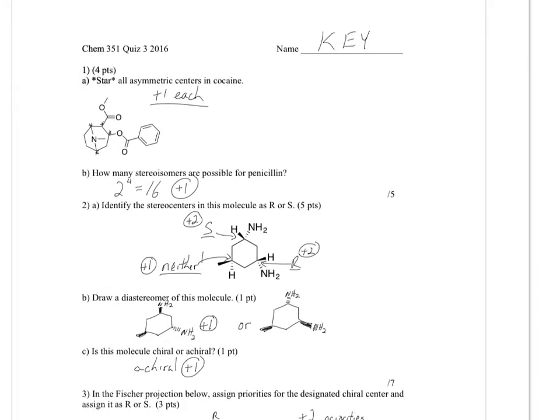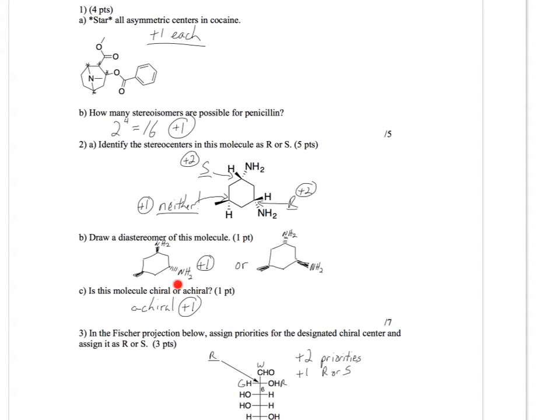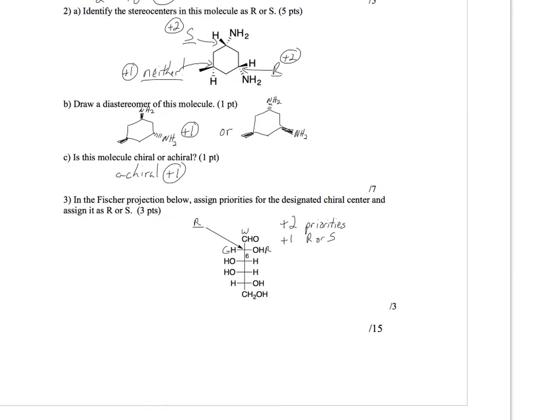Now the molecule itself is achiral. It's actually achiral and meso. It has asymmetric centers and has a mirror plane, so it's actually achiral, and it's a special type of achiral. It's actually meso.